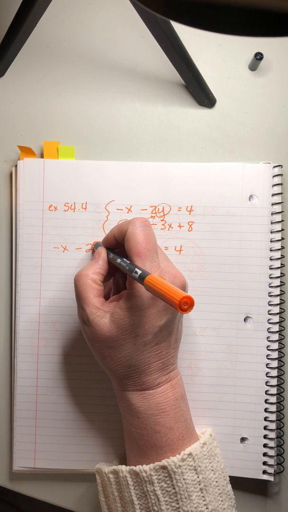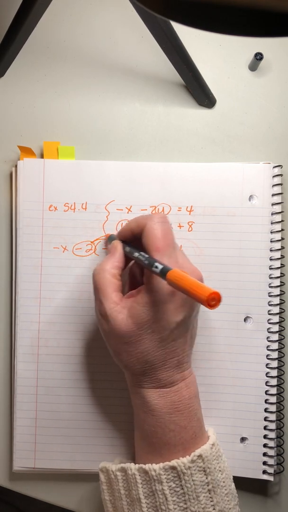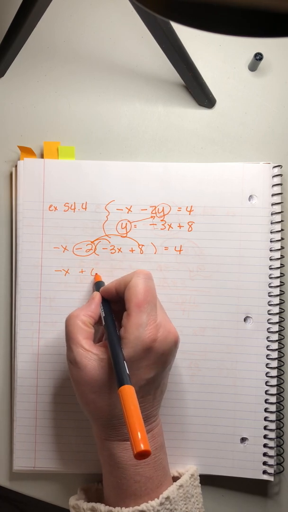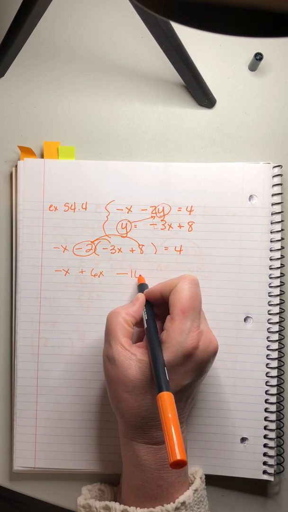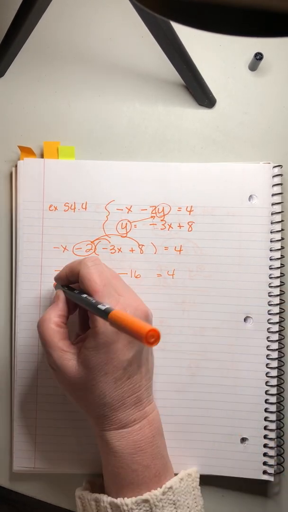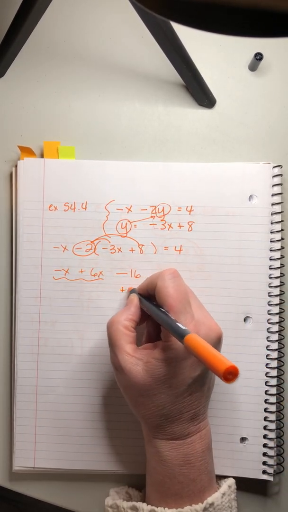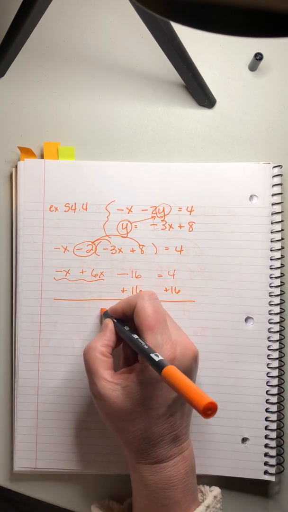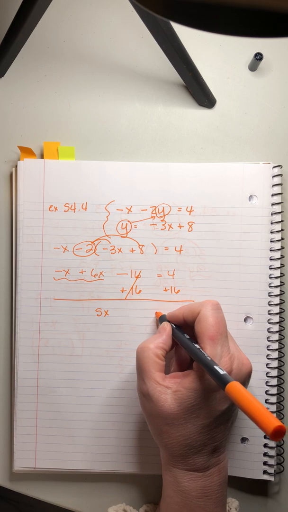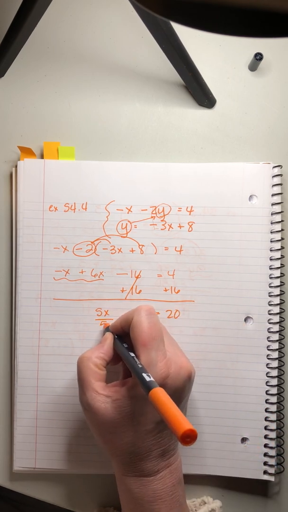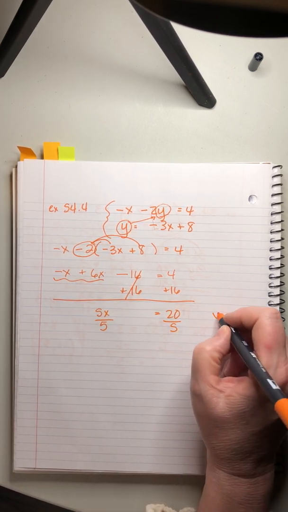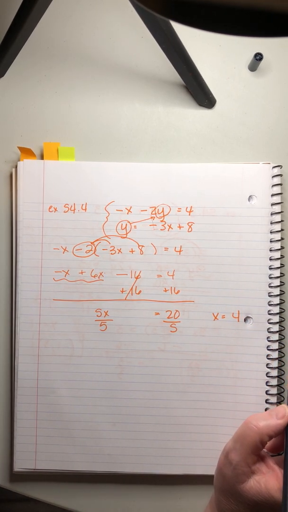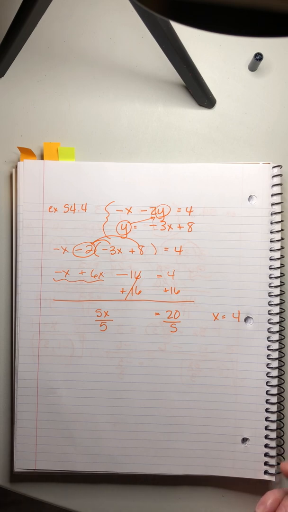All right, now we have to distribute the minus 2, so we better be careful with that. Minus x plus 6x minus 16 equals 4. These two will go together, and we'll add 16 to both sides. 5x equals 20. See, John just makes this smooth as silk, doesn't he? X equals 4. And now we will plug back in.